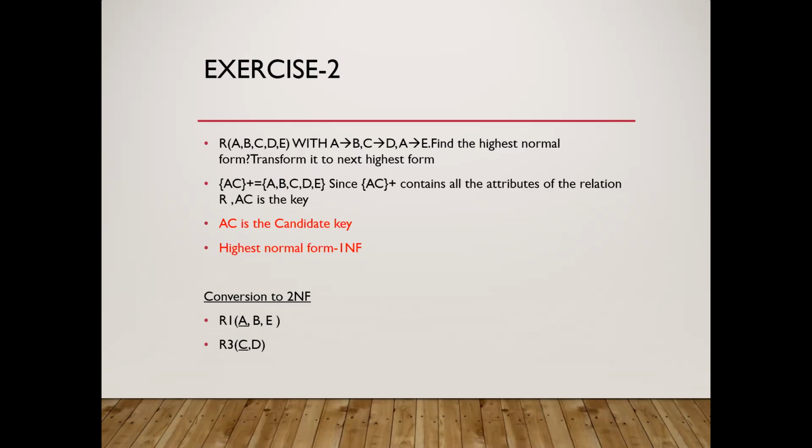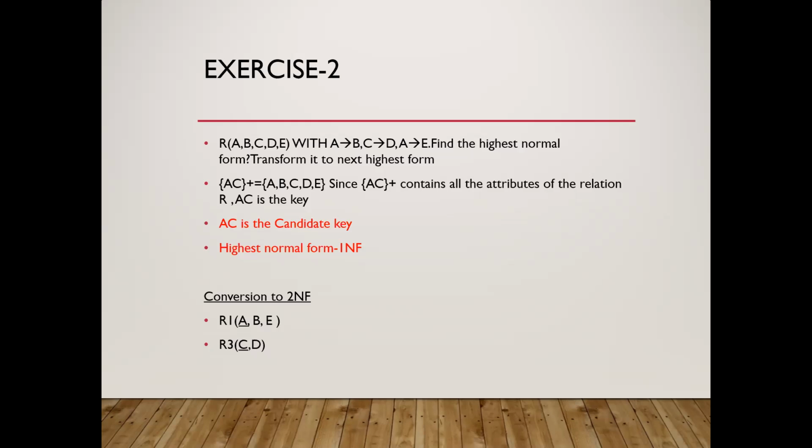R of A, B, C, D with A functionally determines B, C functionally determines D, A functionally determines C. Find the highest normal form, transform it to the next highest form. What is the candidate key here? Yeah, no candidate key is given here. We have to find it. How to find it? We have to take the closure. Initially, we take the closure of single attributes. No single attribute closure contains all the attributes. Only the AC closure contains all the attributes, A, B, C, D, E. So we can take AC as the candidate key.